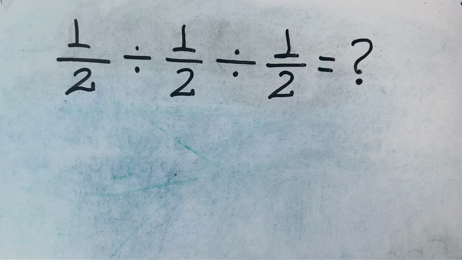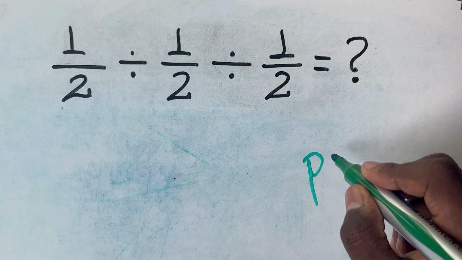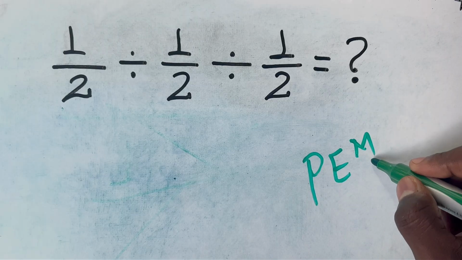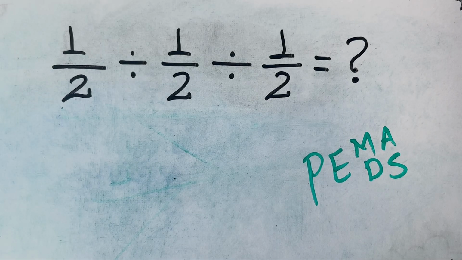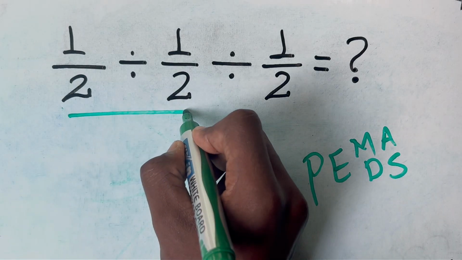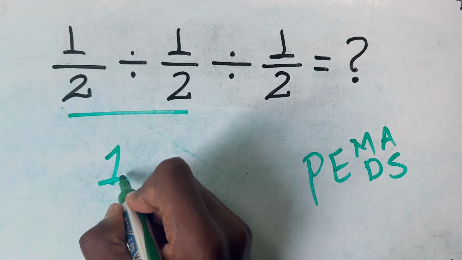Because according to the order of operations, which is PEMDAS, P stands for parentheses, E stands for exponent, M and D stand for multiplication and division, A and S stand for addition and subtraction. So if there are continuous divisions, we have to go from left to right and use the KCF rule for fractions. So first, we have to calculate the first division, 1/2 divided by 1/2, which is 1.